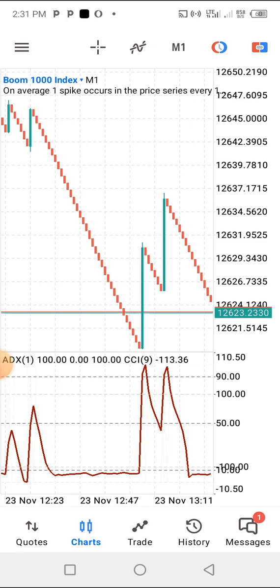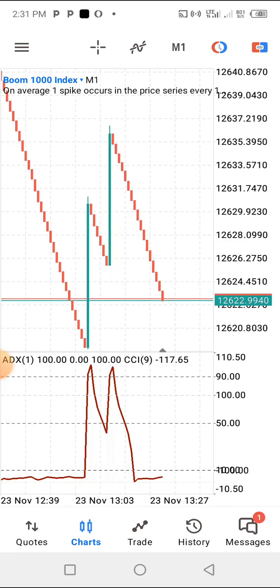Now it's Boom 1000 that I'm trying to show you how this strategy works on. Remember, I said it works on Boom 1000 and on Crash 1000. When you're scalping, if you're scalping Boom, that means you have to sell, because you're trading against the spike. And if you're scalping Crash, that means you have to buy, because you're trading against the spike.